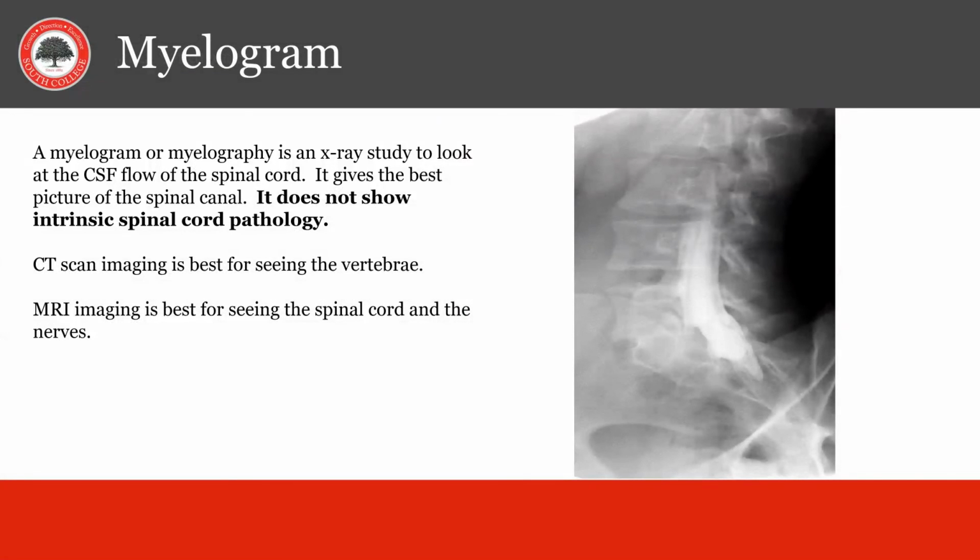Myelograms or myelography are X-ray studies of the spinal canal which help us see the flow of CSF through the spinal canal but cannot show intrinsic spinal cord pathology. CT scans can help us see the vertebrae and if there are fractures present, but are not really that good for seeing the spinal cord. MRI scans are the best for visualizing the spinal cord, as nervous tissue shows up really well on them. Remember, CT and X-ray see calcium best, while MRI sees water molecules best, and neurons have water molecules.